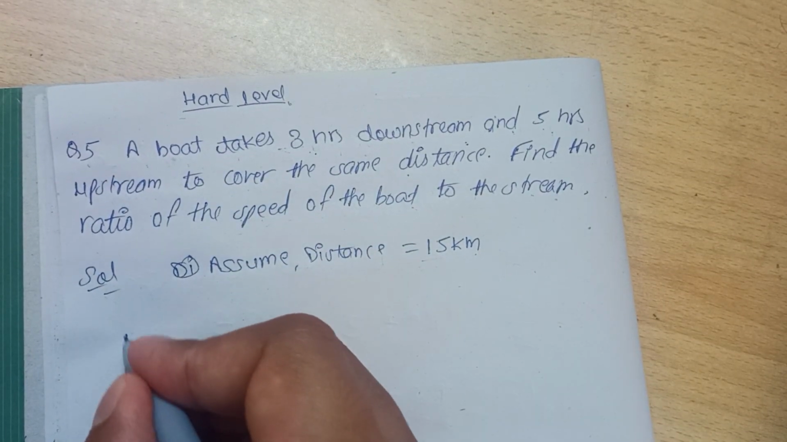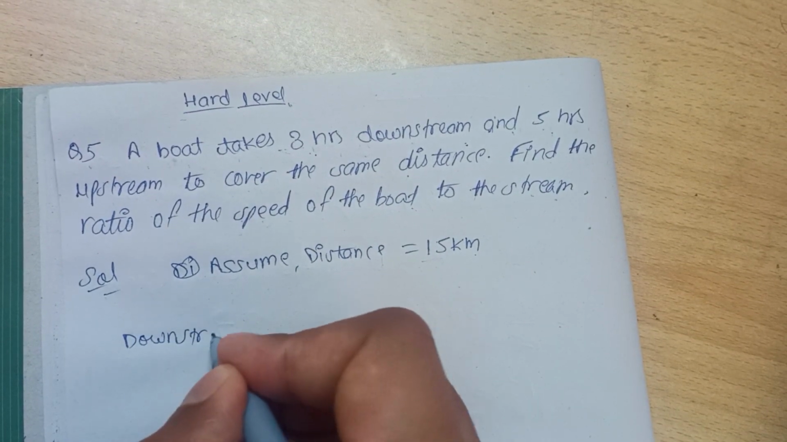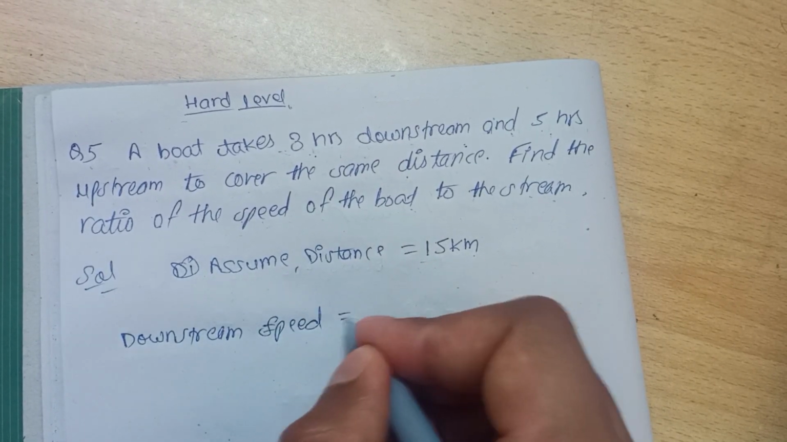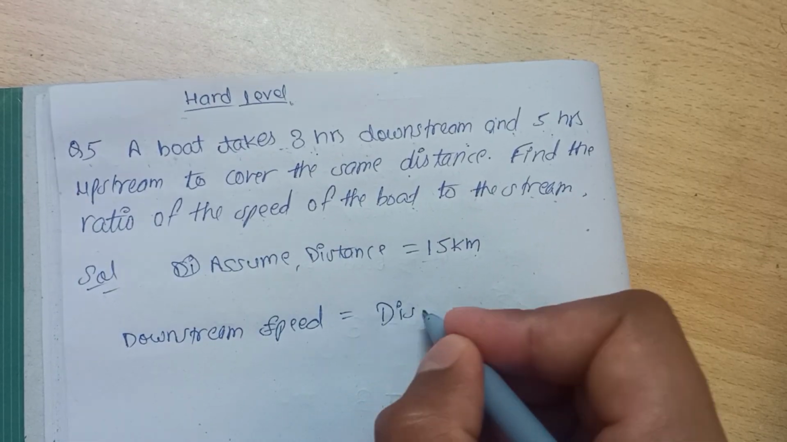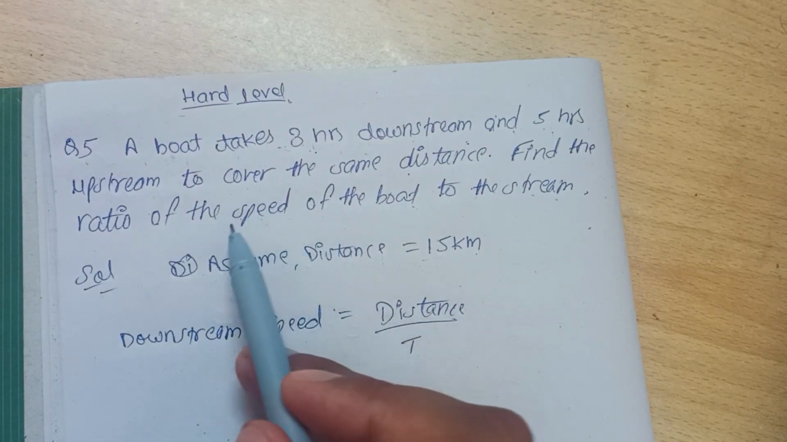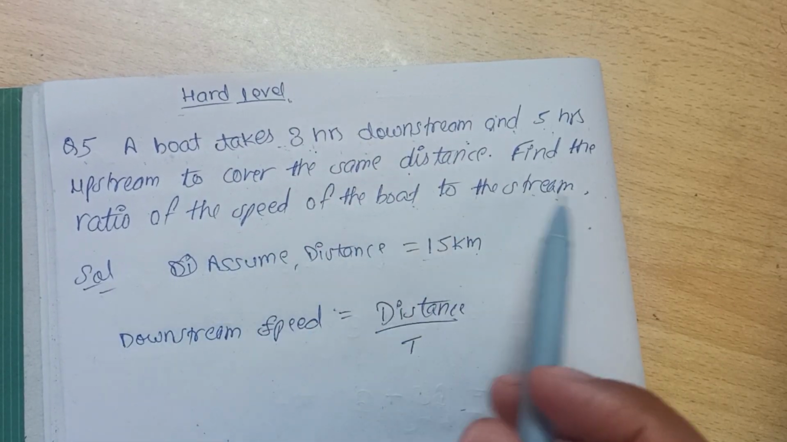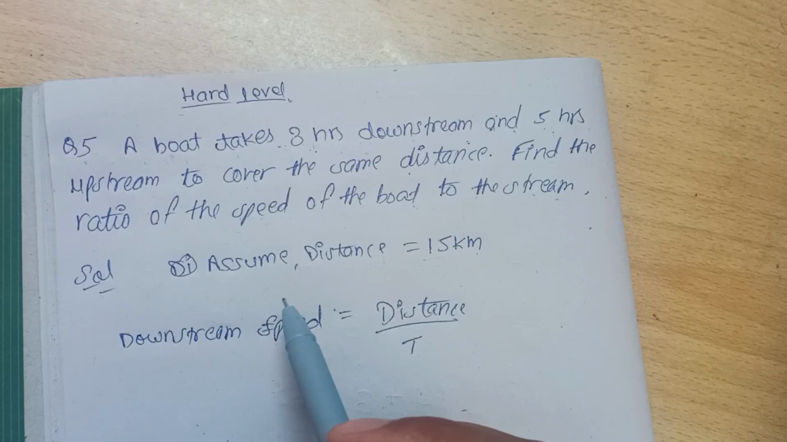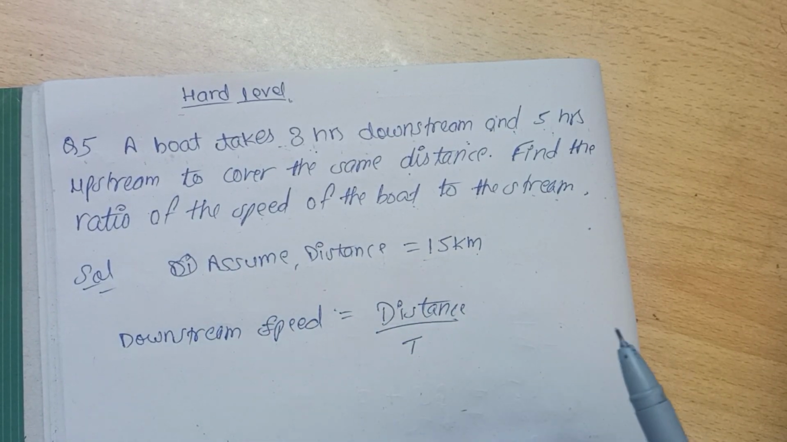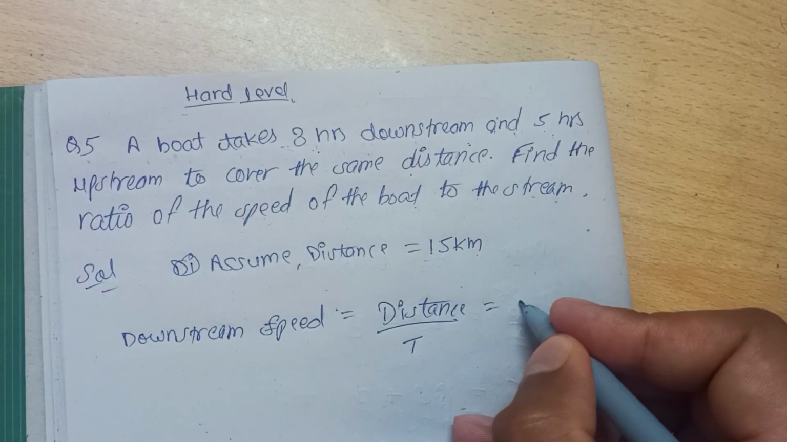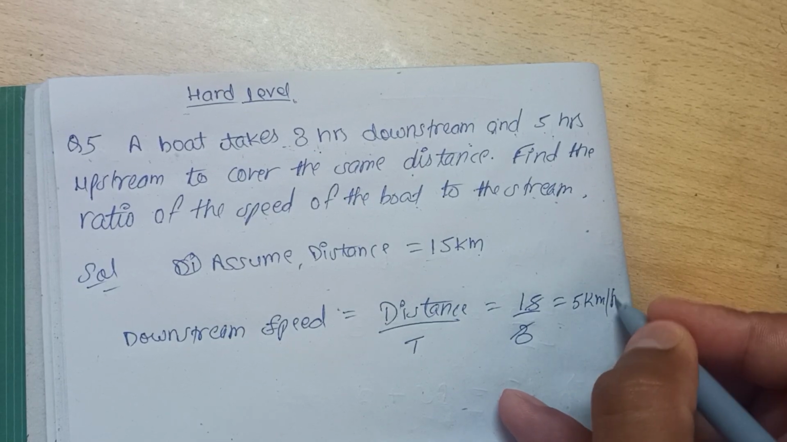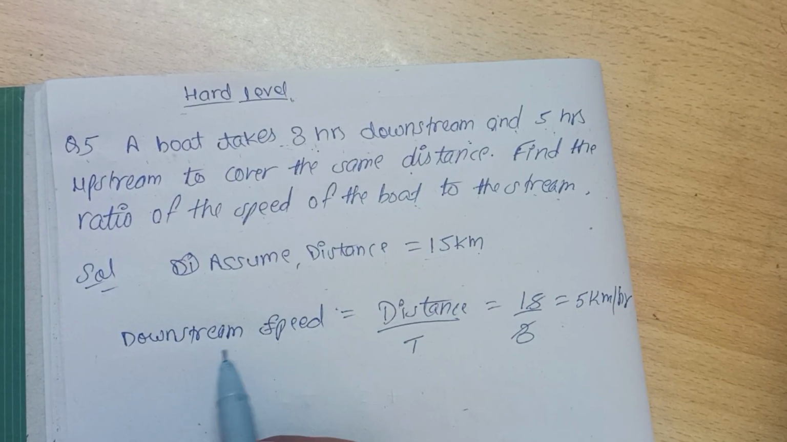So in case of downstream, speed is equal to distance upon time. Why are we calculating speed? Because we have to find the ratio of speed of the boat to the stream. So once we calculate the downstream and upstream speed, we can easily calculate the boat speed and stream speed. So basically, this is equal to 15 by 3, 5 kilometers per hour. This is the downstream speed.